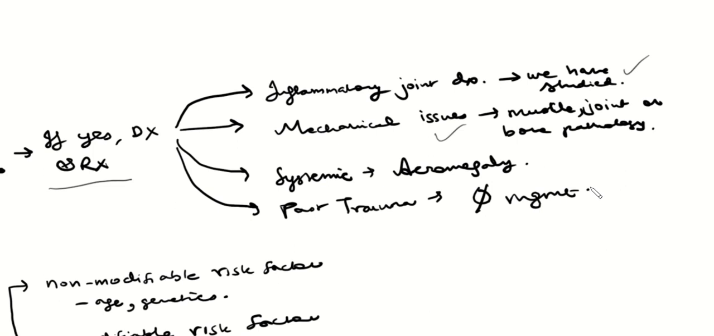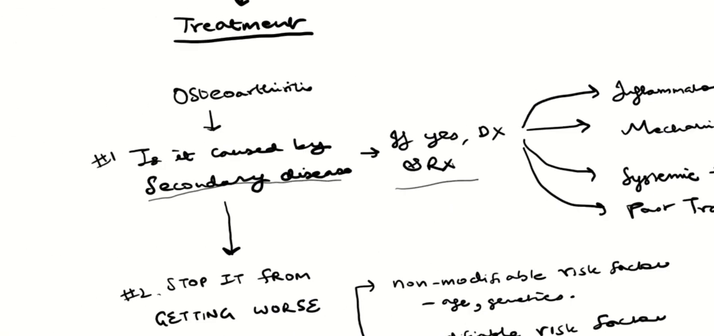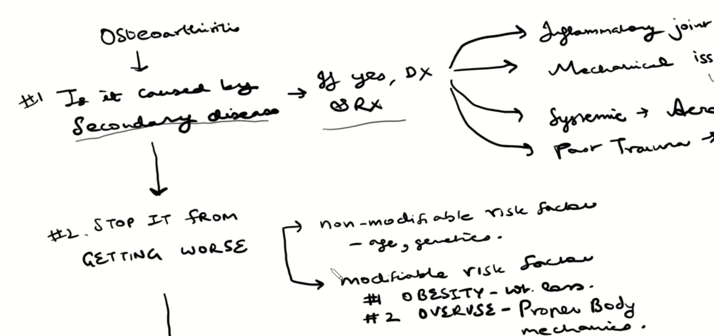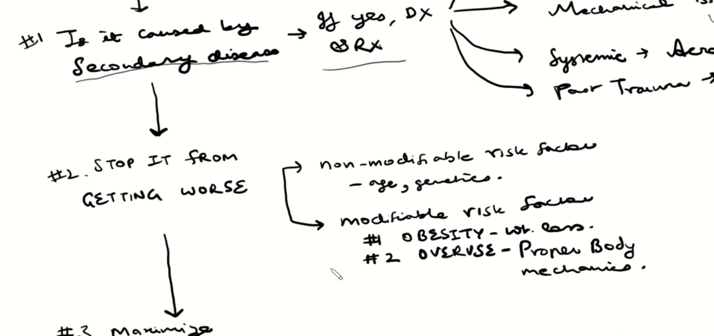If there's trauma, we really can't treat the past trauma. We can just treat it at the time the trauma happened. And things like acromegaly. So these are things that accelerate the wear and tear in the bone. The goal is if we can treat it, let's do it, because that means it's going to slow down the progression to joints that are now degenerated and are not working. So that's one. Second step, is there something I can do to stop it from getting worse?